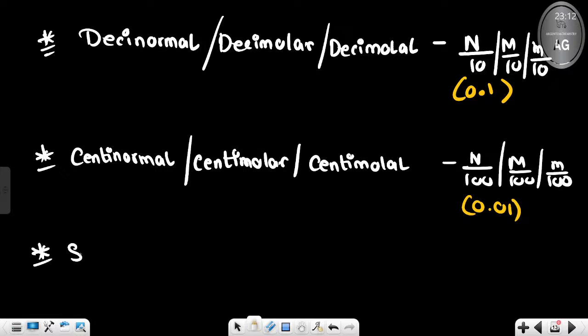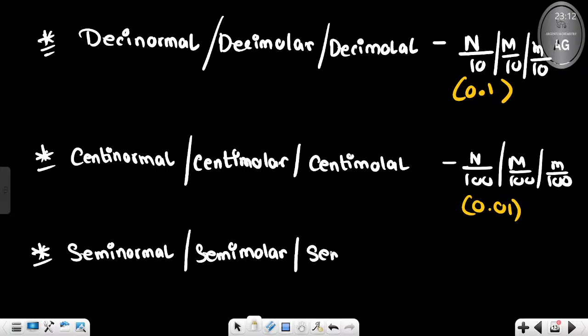Okay, next is semi-normal or semi-molar. What is a semicircle? Semicircle means half of a circle. So what will be semi? This is also going to be half. So it is going to be n by 2, or m by 2.